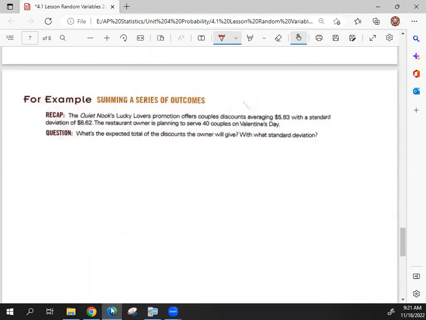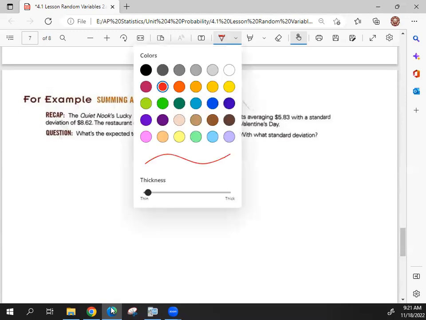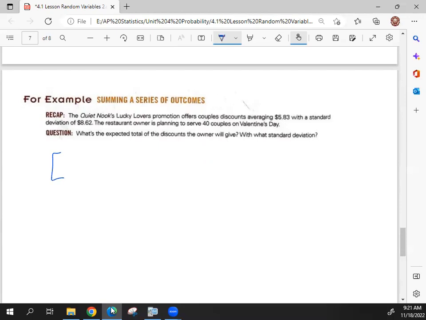And then the last thing would be like, what happens if we have 40 couples that come out for dinner this night and we want to know the expected discount for the entire evening. And so this is really just adding 40 different random variables. I'll call the first one X1, and then we would add to it X2 for the second couple, and then the third couple, and then I would keep adding until I got to the 40th couple.